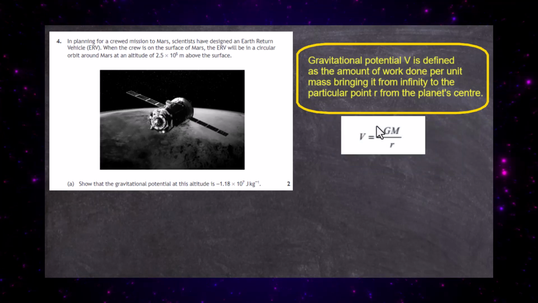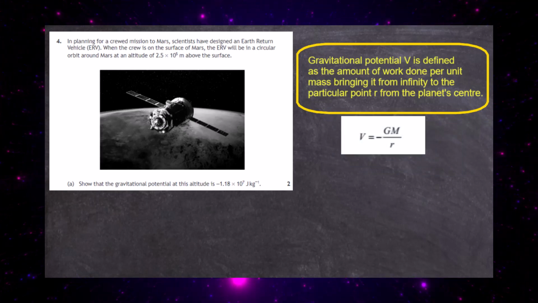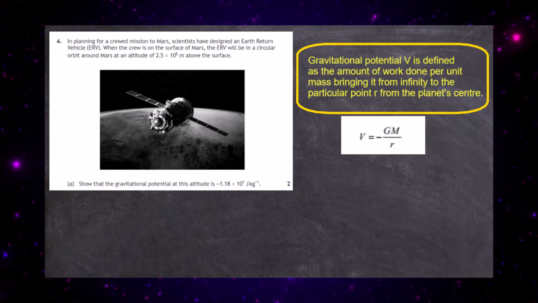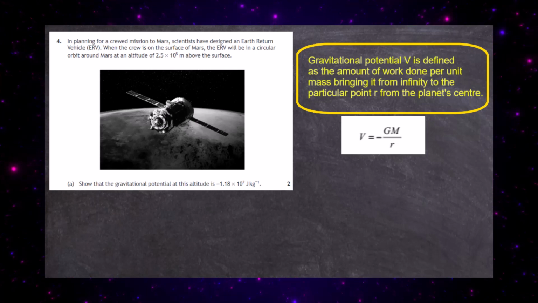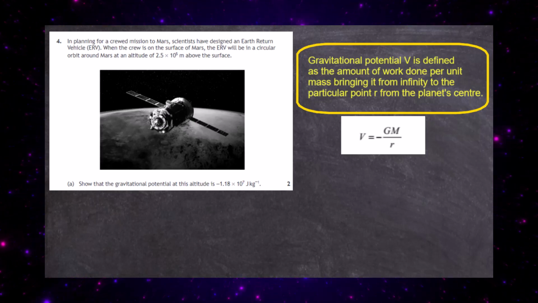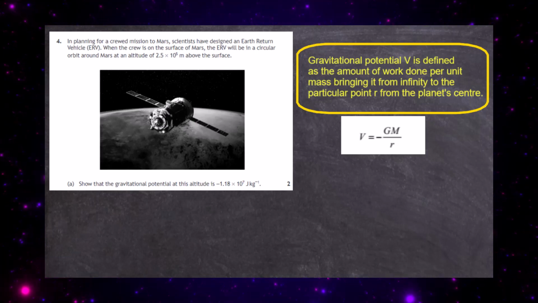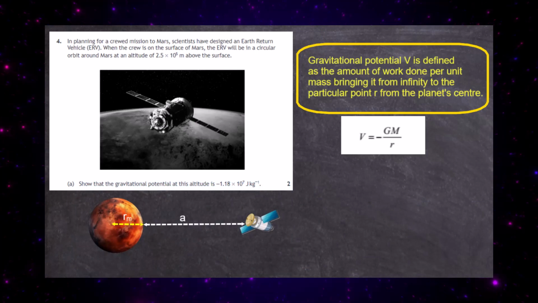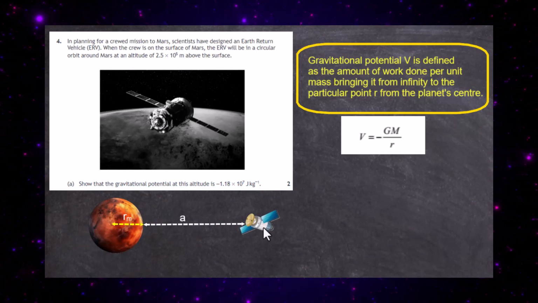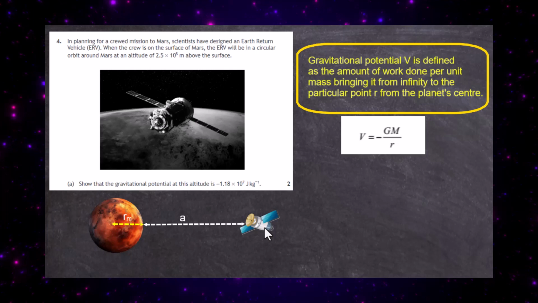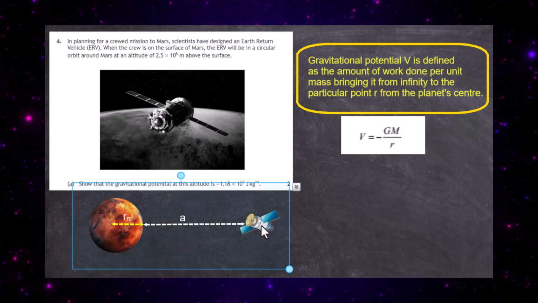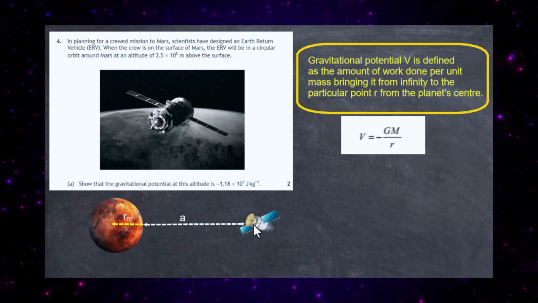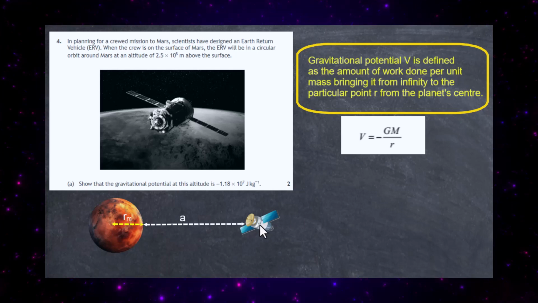We know the potential V is equal to the universal gravitational constant G times the mass of the planet divided by the radius where this object is placed from the centre. The picture shown here shows you Mars, and it shows you the satellite in this position here, the ERV. Now the gravitational potential means that the ERV has been taken from infinity up to there, and we must find out what its potential is at that particular point.